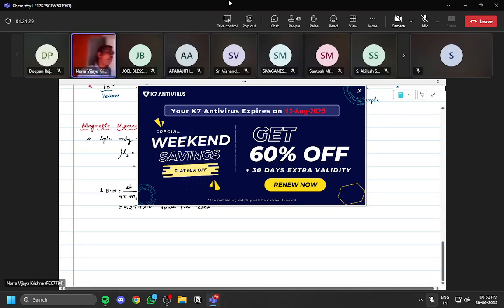The magnetic moment of species is measured experimentally by using a balance called Gouy balance. So what do we mean by Gouy balance? Gouy balance is used to measure magnetic moment.